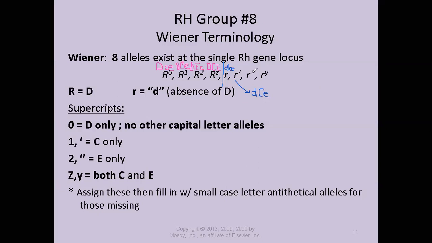R2 prime, little r. Once again, there's no big D. Is there going to be a big C? No. There's going to be a big E. That's what the 2 means. And little ry means little d, and both big C and big E are there. Okay.